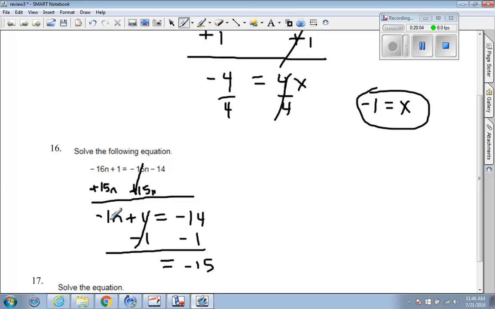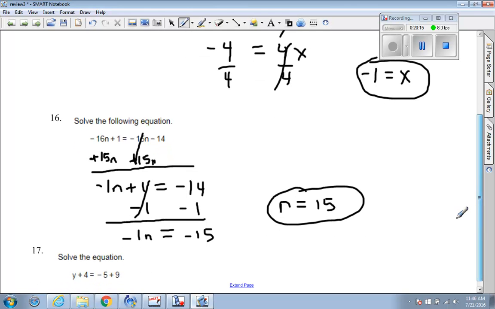Here I have negative 1n, and I almost have n isolated. You might be able to look at that and just say n is 15 mentally. If you want to write out a step, you could divide both sides by negative 1.